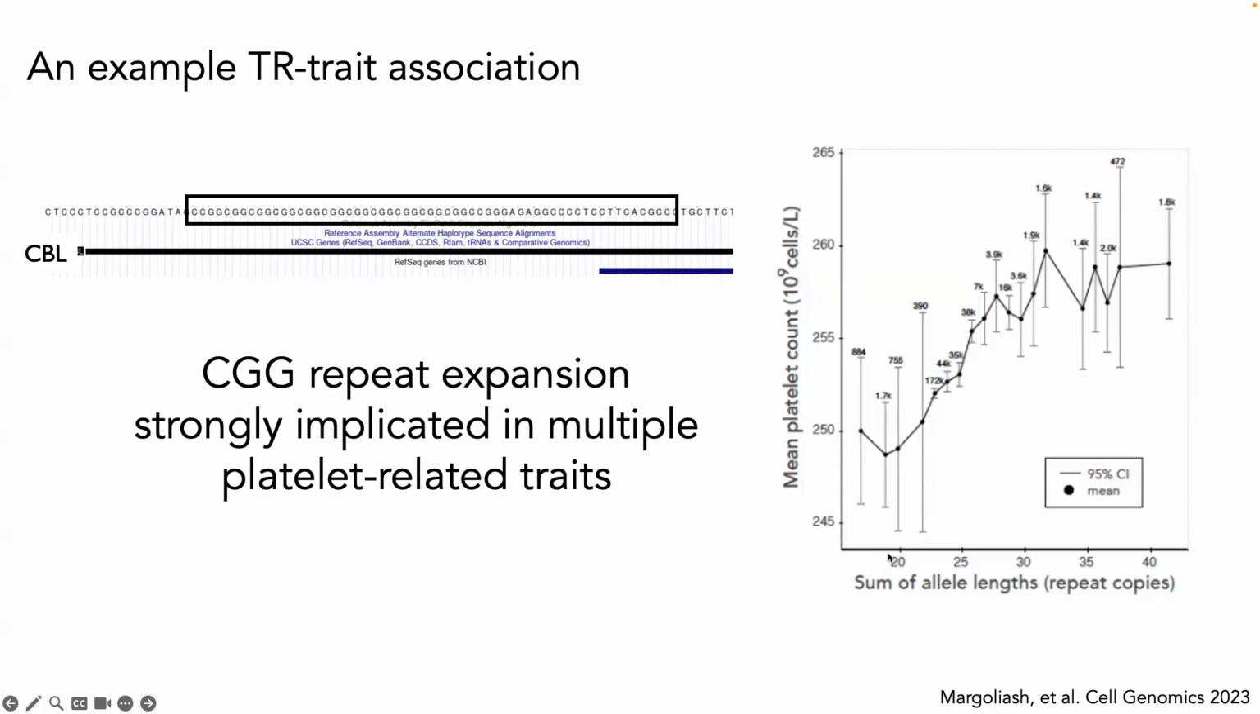And you see across this allelic spectrum a strong, consistent correlation between the number of copies of the repeat and, in this case, platelet count. This is one example that we found. I'll come back to this example in a minute.